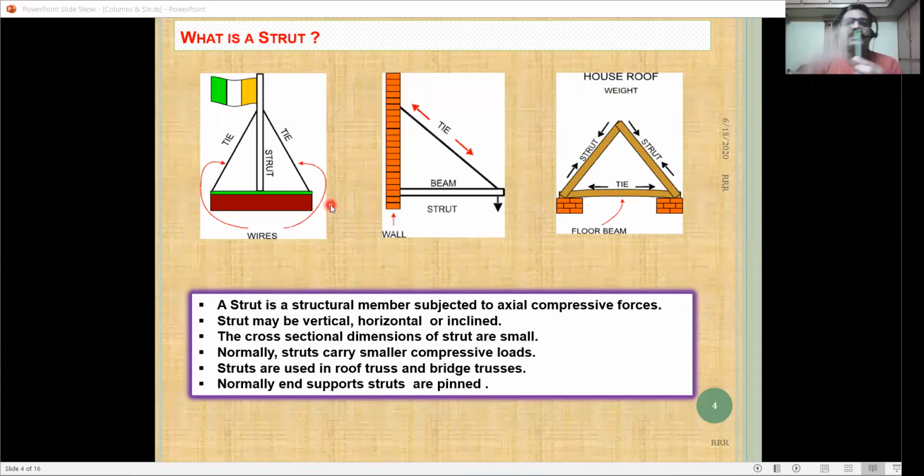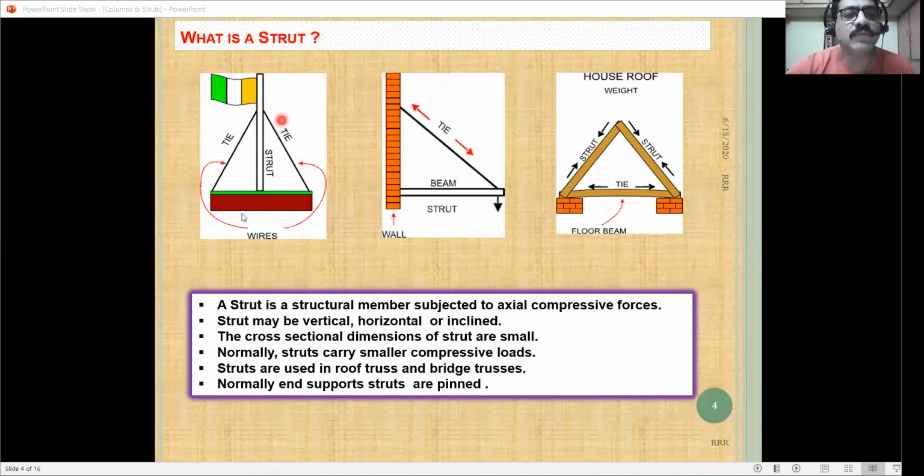We call it a brace or tie, whatever it may be. What is the purpose of these two inclined members? It is just to reduce the vertical deflection. Because if we do not have a tie, what happens? It will try to bend in this direction or in this direction. To avoid that, generally we use tie members. We call it a tie member.